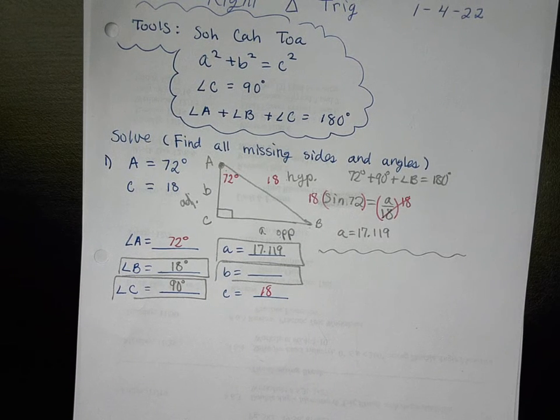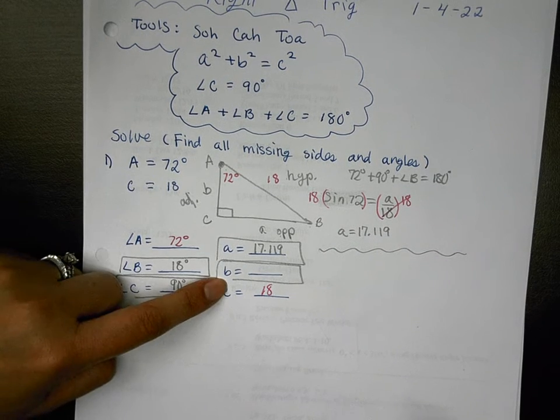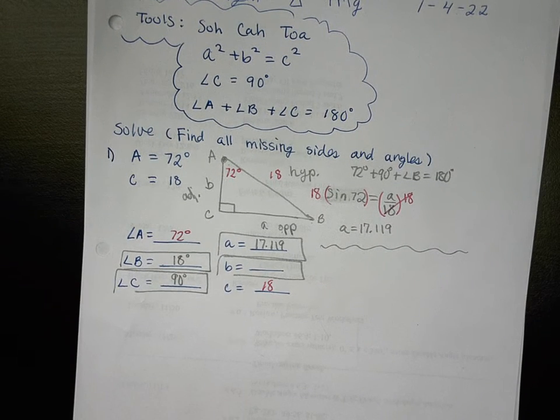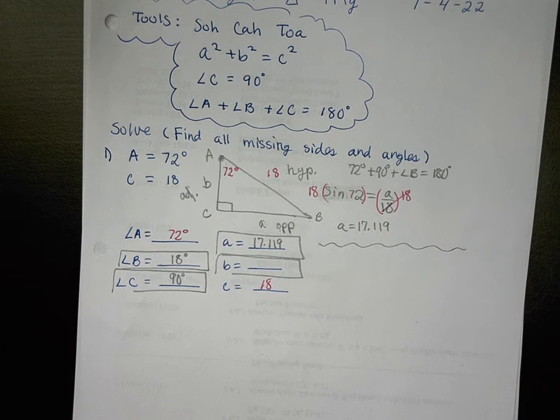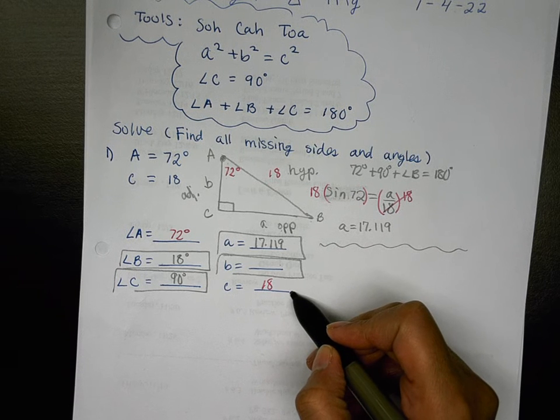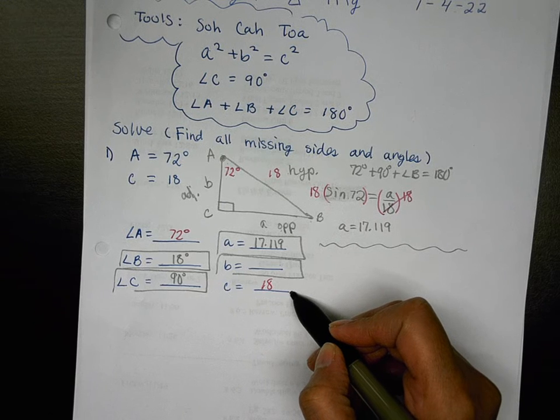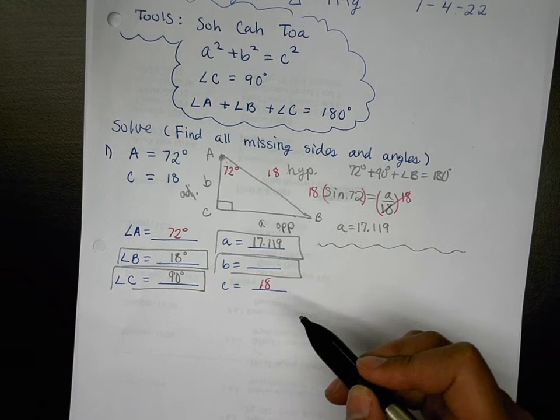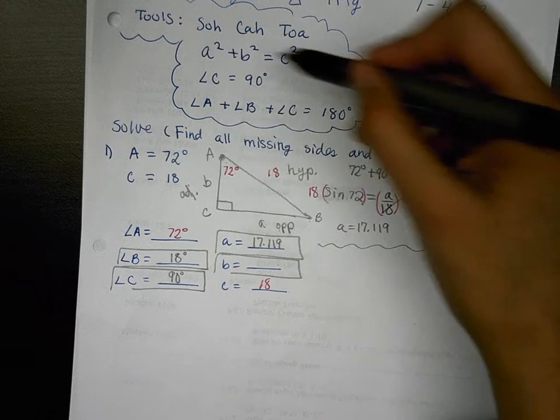All right, and now let's find side B. Now, if I wanted to, I'm going to choose not to, but if I wanted to, could I now use Pythagorean's theorem? A squared plus B squared equals C squared, if I wanted to. If you wanted to, could you? Yeah, you could. Go ahead if you want to. I'm going to choose not to. I'm going to use SOHCAHTOA again.